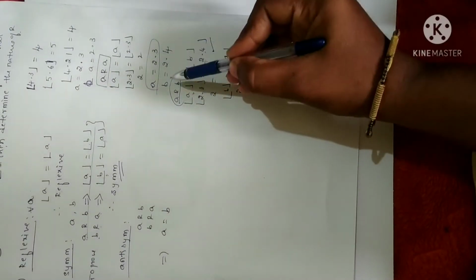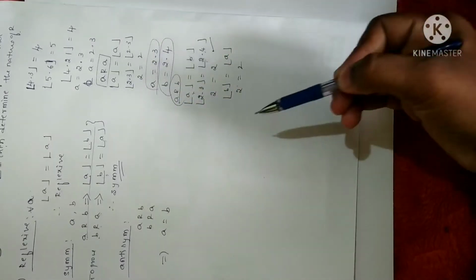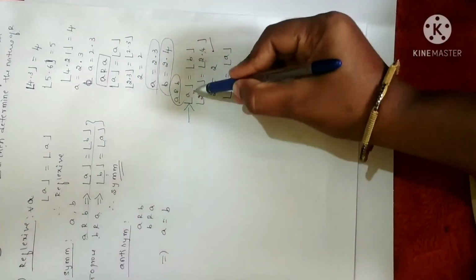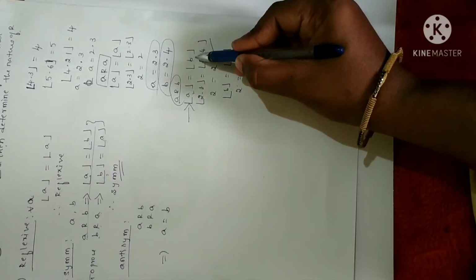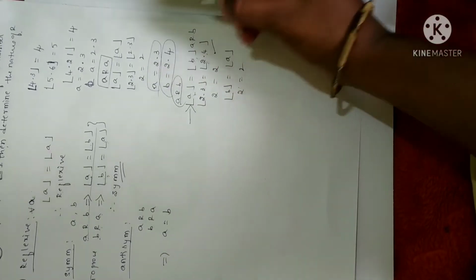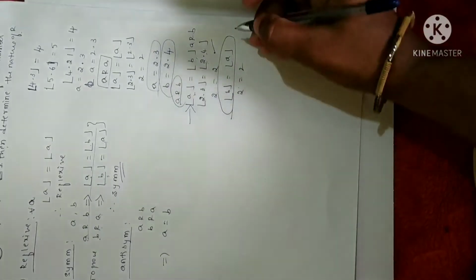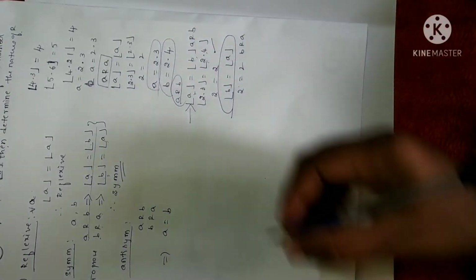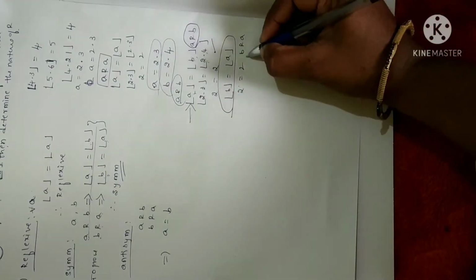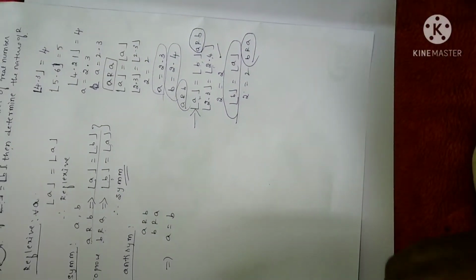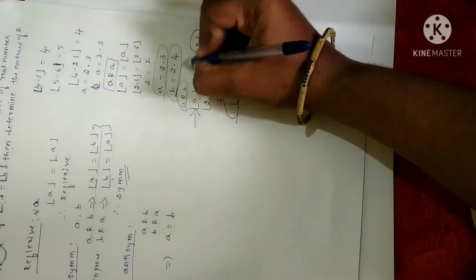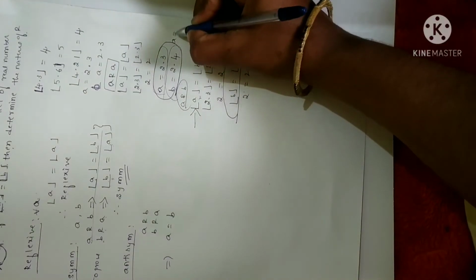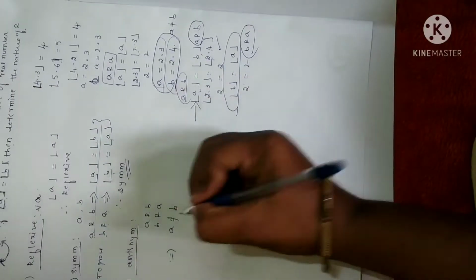Since A is equal to 2.3, B is equal to 2.4. Here flooring of A is equal to flooring of B, in the sense A is related to B. Again flooring of B is equal to flooring of A, meaning B is related to A. Since A is related to B and B is related to A, but make a note that A is not equal to B. A is not equal to B.